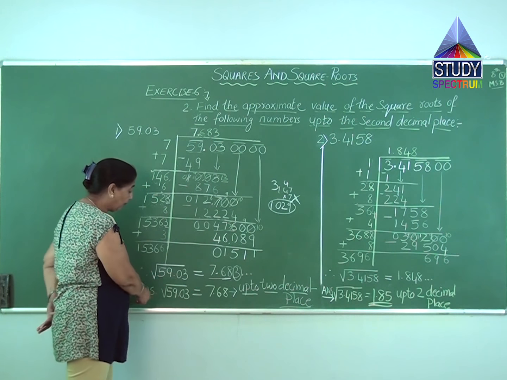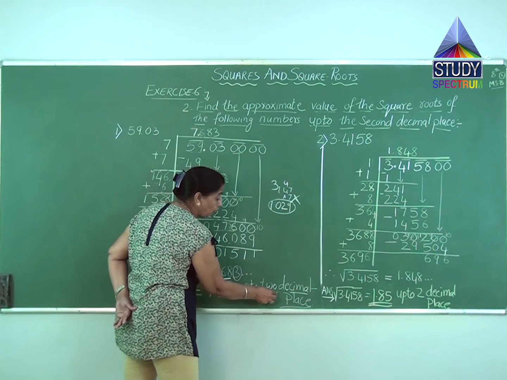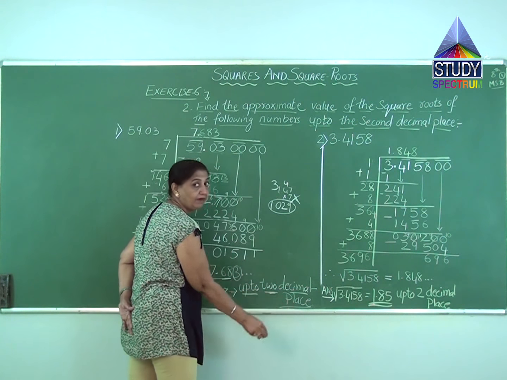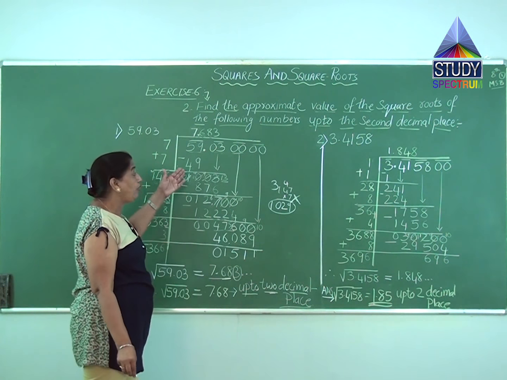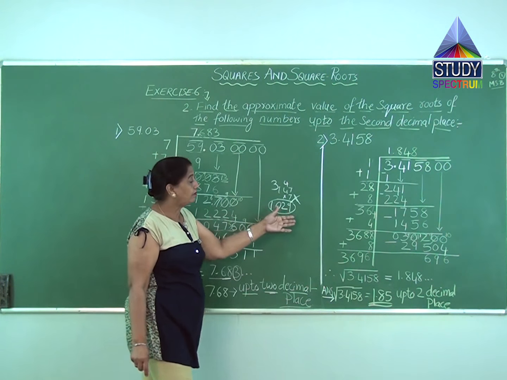So the answer will be root of 59.03 will be equal to 7.68. Why? Because 3 is less than 5, you will drop that and this is up to the 2 decimal places, right? So this is the way you will solve. The second sum is also solved by me. I will explain to you how it is done.